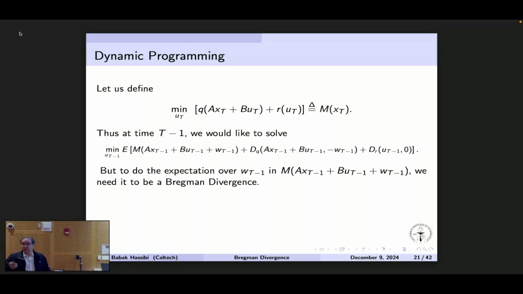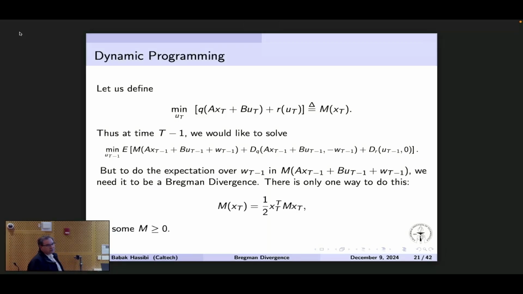And so in order to do the expectation, I need this thing to be a Bregman divergence between the deterministic part and the random part. That's the only way I can do the expectation. Okay? And there's only one way that this can be a Bregman divergence. Can anyone tell me or guess what that is? So if I want the sum of the two things, or the difference of two things, to be the Bregman divergence of those two things, there's only one way to do it, and that's when the thing is quadratic.